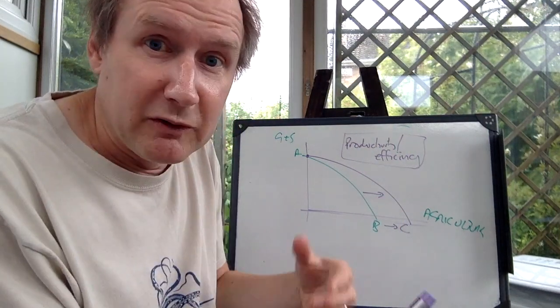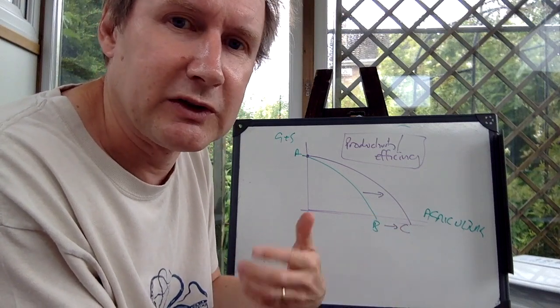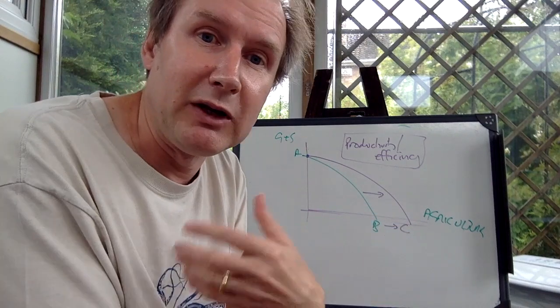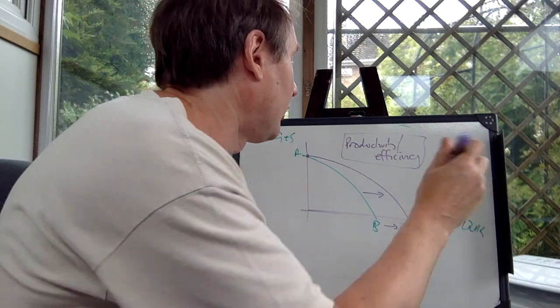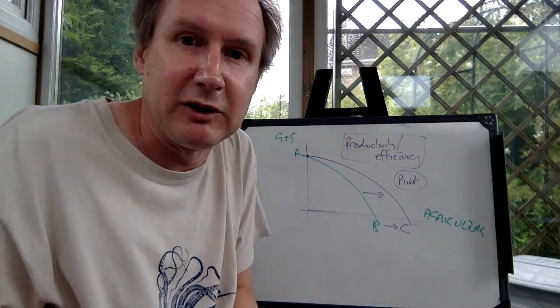Sometimes you'll get a change in productivity that affects both sectors, but this is something very specific in this case to agriculture, so it doesn't affect the other sector. And then we get what's sometimes called a pivot, an uneven shift outwards in our production possibility frontier.